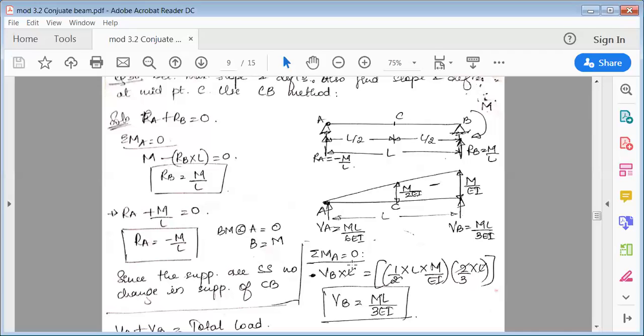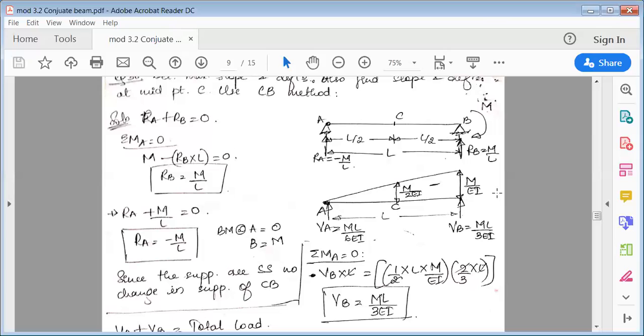Now because it is a simple support, there are no changes happening in the conjugate beam; it is also a simple support in the conjugate beam. After this we'll draw the M over EI diagram. In this M over EI diagram, at A it is 0 and at B it is maximum, that is M. Because it is the M over EI diagram, I am going to divide this ordinate by EI.